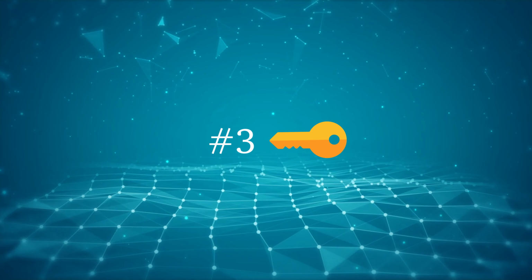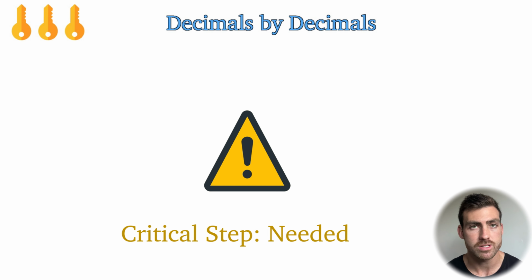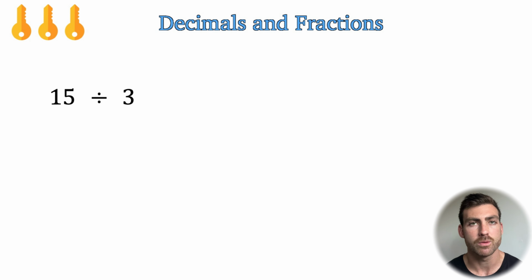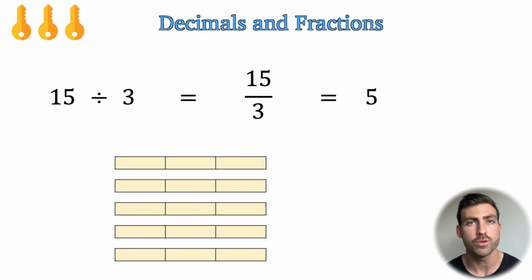Now the third key. Here you'll learn exactly how to divide decimals by decimals. But first, you need to learn one critical step. If we had the following 15 divided by 3, remember we can write division questions as fractions like this. Both represent the same thing, which we know is 5. So if division questions can be represented as fractions, that means we can use the skills in the fractions topic.